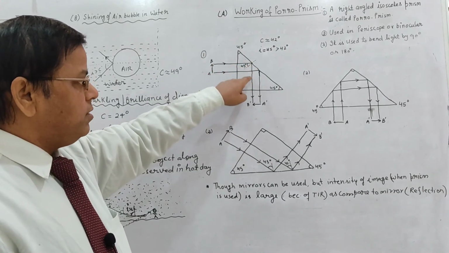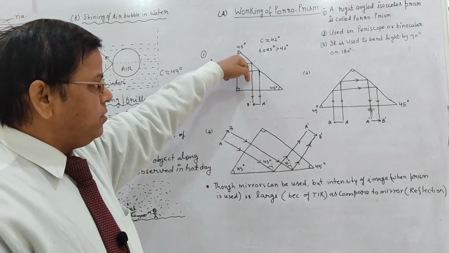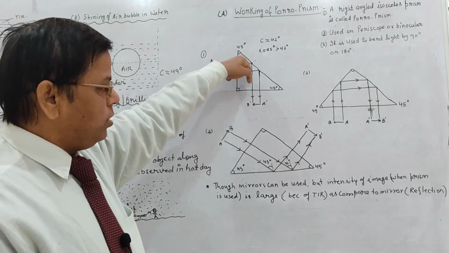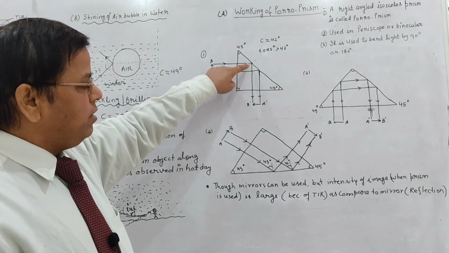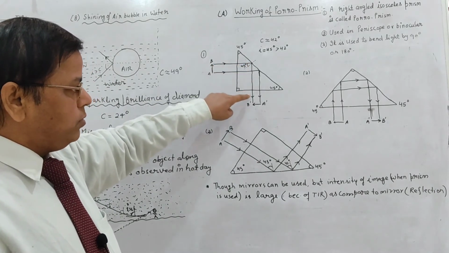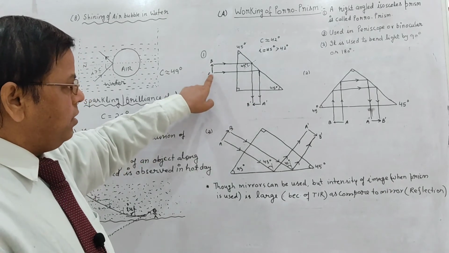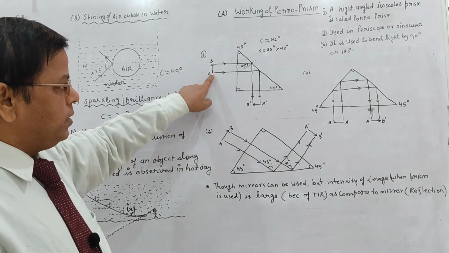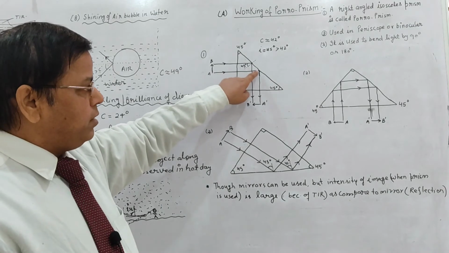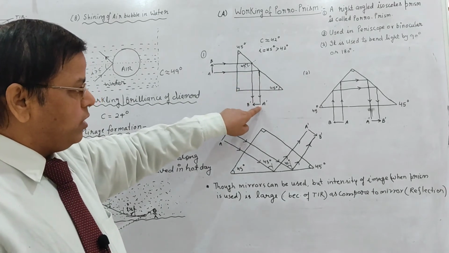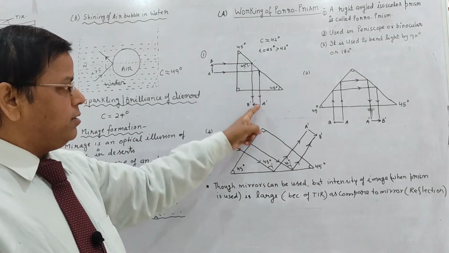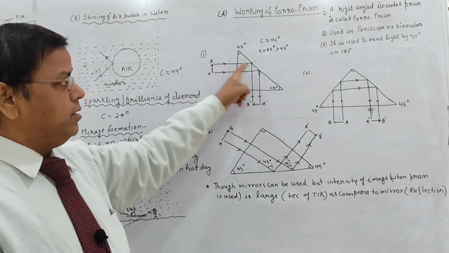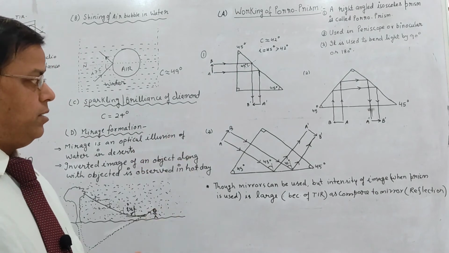So light is reflected and is incident normally on this surface, so it goes undeviated. In that way, this ray is internally reflected here and goes like this. Similarly, the ray from here is internally reflected here and goes like this. So the image of this object is formed here, and you can see that light is bent by 90 degrees.